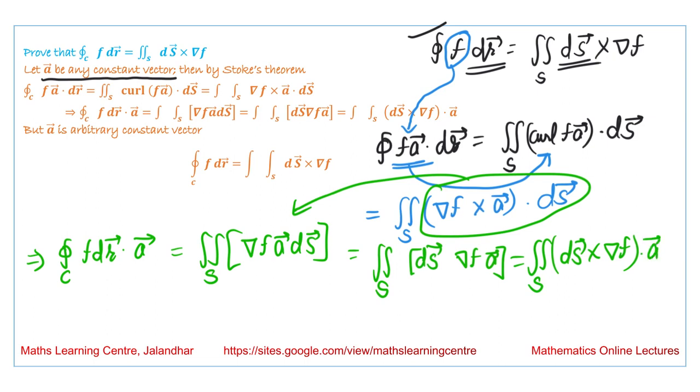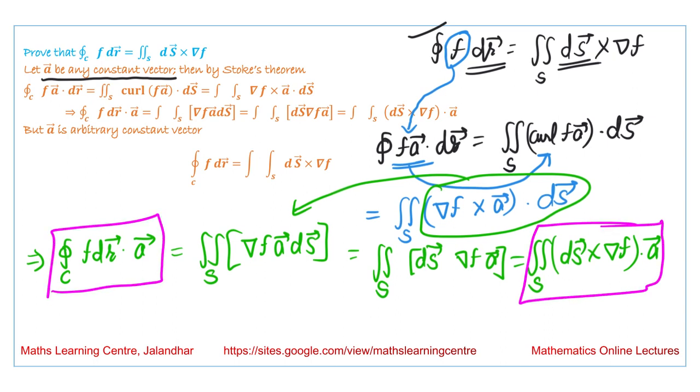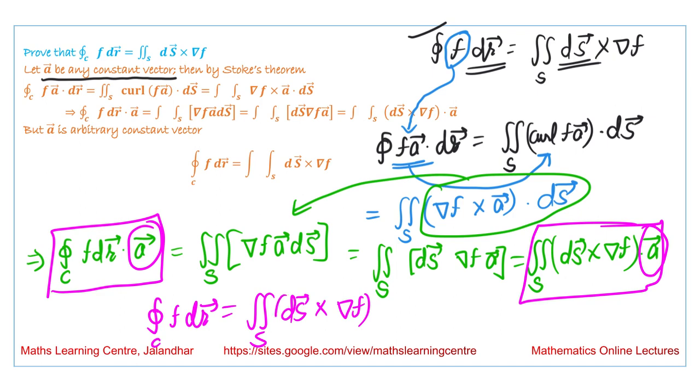Now compare both these values. What we obtain is, since this a vector is an arbitrary constant, we obtain that integration over C f dr vector is equal to double integration over S dS vector cross del of f. This is the result that we have to prove.